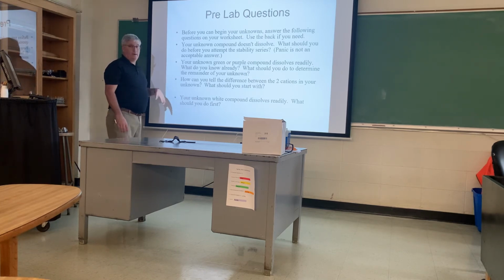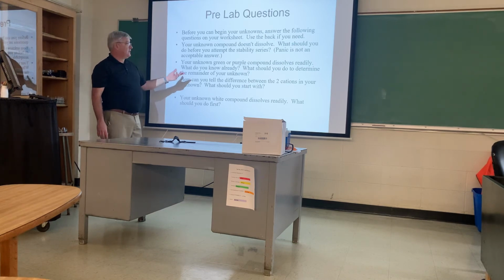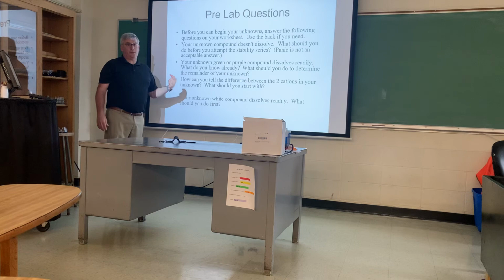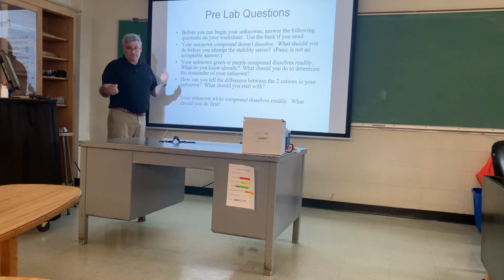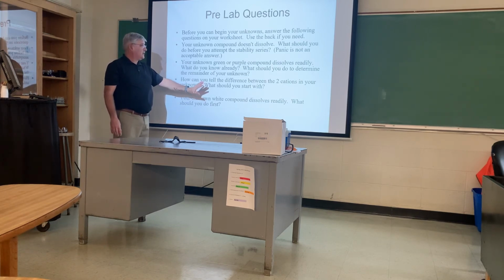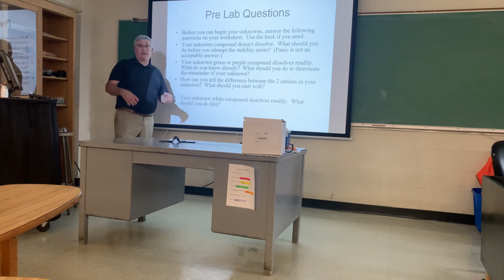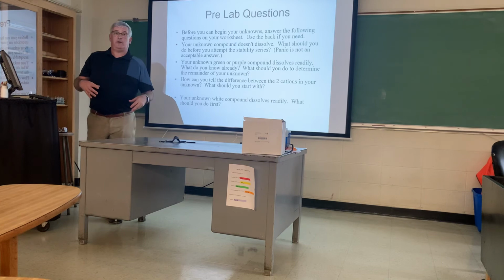Now, the second question says your unknown green or purple compound dissolves readily. What do you already know? Well, if it's green or purple, then it's nickel or chromium. And you've seen that and you've put that into your key. And then how can you tell the difference between the two cations in your own unknown? What should you start with?